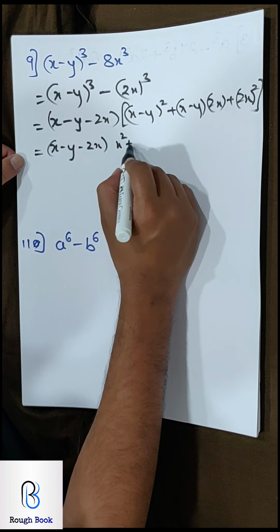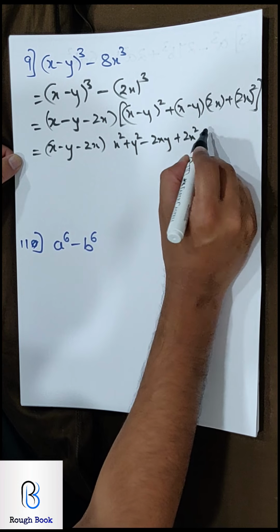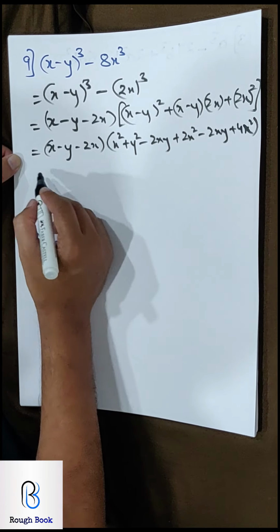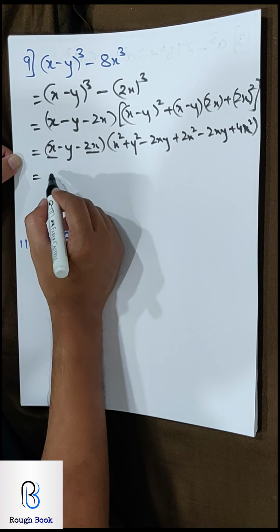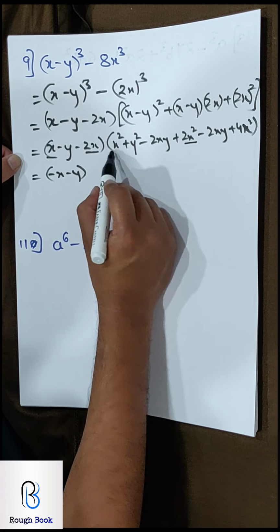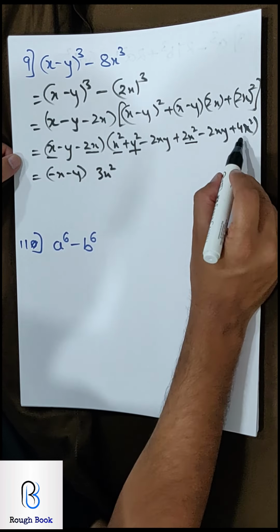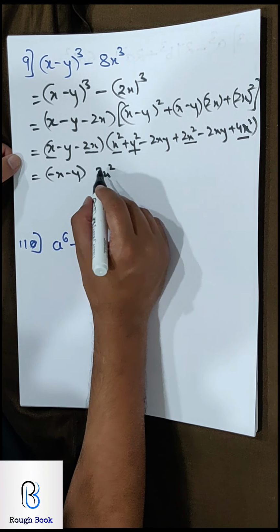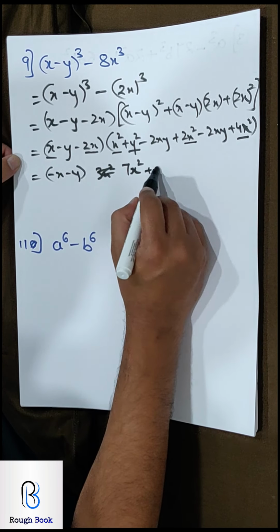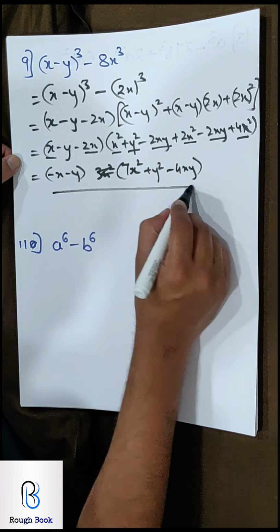x square plus y square minus 2xy. Opening this, so plus 2x square minus 2xy plus 4x square. So like terms together, so that will be minus x minus y. x square is all alone. 2x square plus 1x square, so 3x square. y square, oh I forgot this 4 also, so 4, 5, 6 and 1, 7x square, my bad. 7x square, y square is all alone, 2xy minus 2xy, so 4xy. So that should be my final answer.